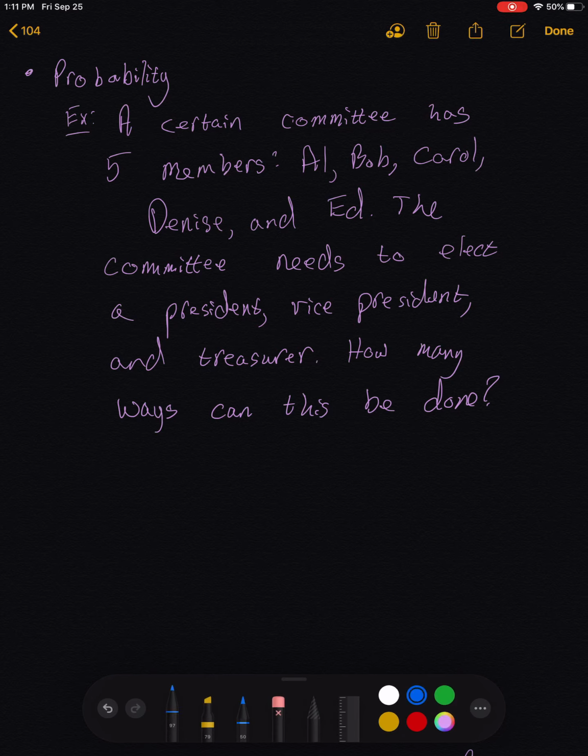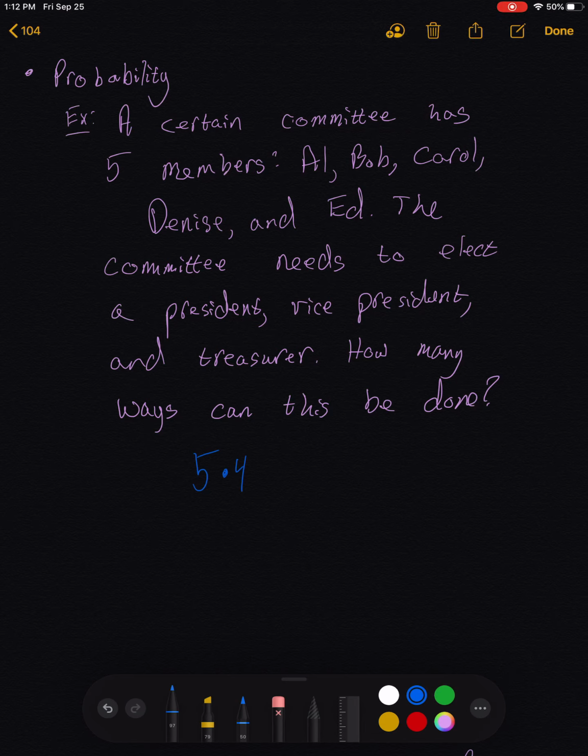All right, so the way we want to think about that is when we look at this committee of 5 members and we want to choose a president, there are 5 different choices for a president. We could choose Al, Bob, Carol, Denise, or Ed. So there are 5 choices for who is president. Now when we go to choose a vice president, the same person can't be both president and vice president, so that leaves only 4 remaining choices for who is going to be vice president. Okay, one of the people is removed from the pool because they already have a position as president.